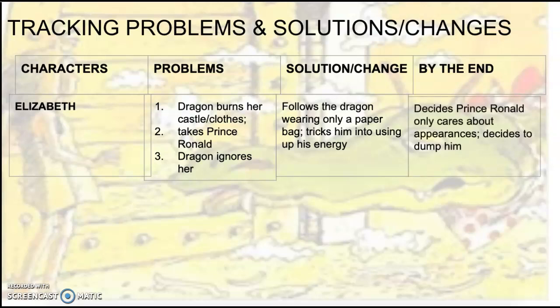And by the end of the story, she has really changed, and she has decided that Prince Ronald only cares about appearances, and she decides to dump him and not marry him. But there are other characters in this story, so let's think about them.